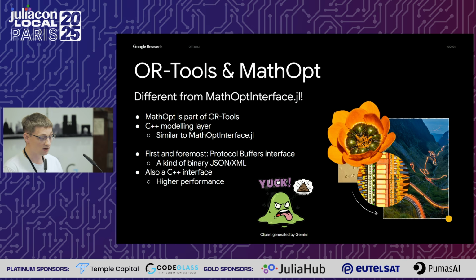MathOpt is based a lot on protocol buffers. So it's not the same kind of interface as the MathOpt interface because it's purely data. It's just like JSON or an XML file. It's really similar to that, except that it's the Google version that's extremely optimized for a lot of operations. MathOpt also has a C++ interface that has the highest performance, but C++ and Julia do not match that easily. So for now, we're focusing on protocol buffers.